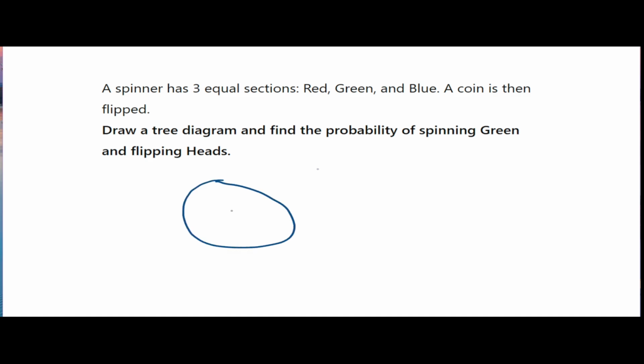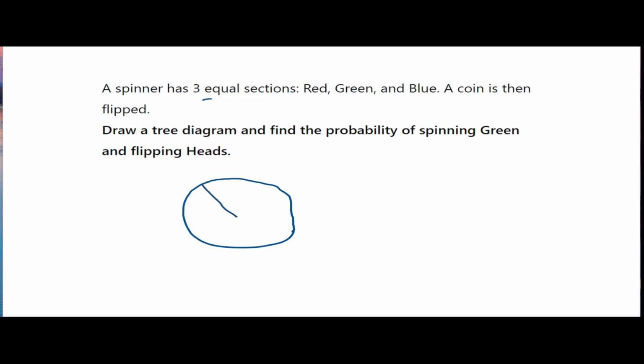Ugh, that's bad even by my standards. Let's rub that out. That's a terrible circle. Have another go. It's a little bit better. Red, green, and blue. And they are 3 equal sections.